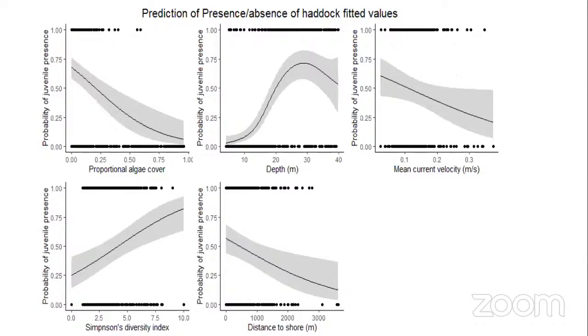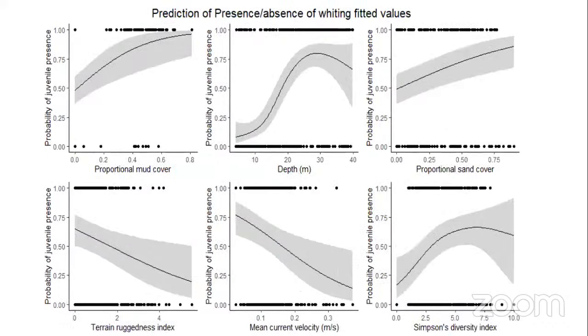Haddock are different. They don't like algae. They're seen much deeper, typically around 30 meters, in low current, also high Simpson's diversity, and close to shore. So relatively deep water, but close to shore, but also this link to benthic biodiversity. And whiting, so as much mud as possible, also around 20 to 30 meters. They like lots of sand. They don't want the terrain to be rugged. They don't want high currents, but they do also want high Simpson's diversity.